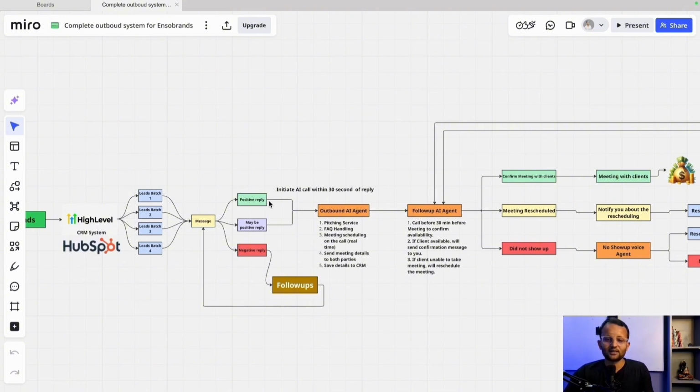Now, after that, they send us a reply. The reply could be divided into 3 parts. The first could be the positive reply that we get. The second is the maybe, and the third one is the negative reply. If the reply is negative, there goes a follow-up message. If the reply is maybe or even positive, then we initiate an outbound AI voice agent call.